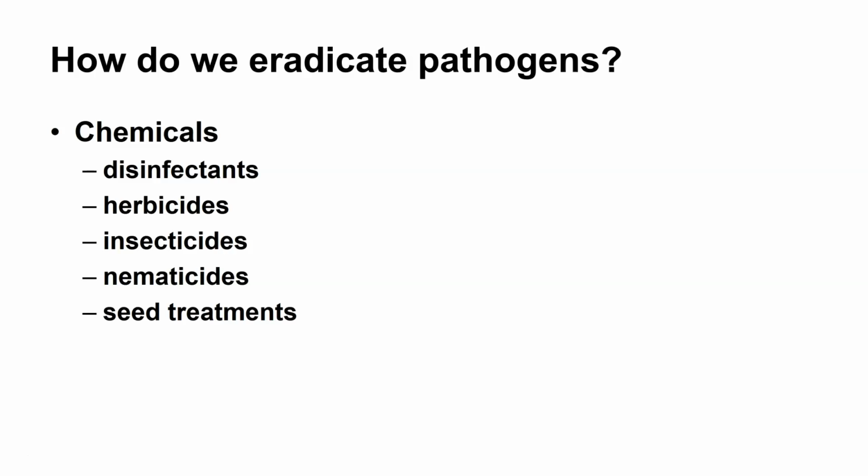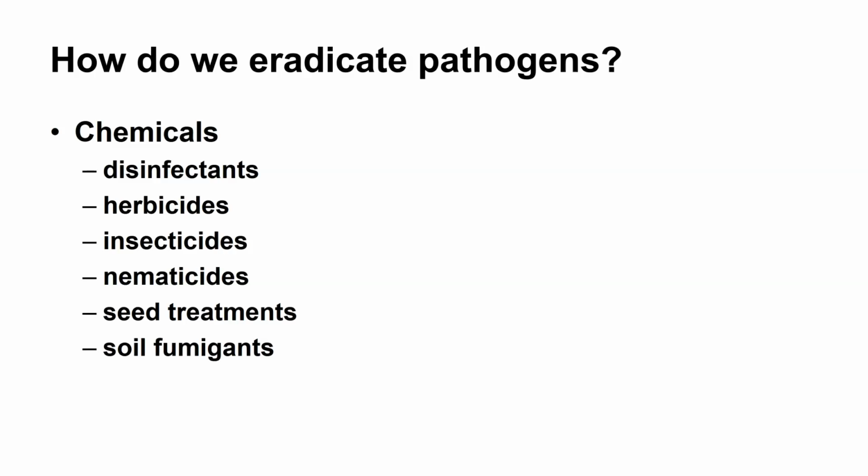We have seed treatments. We always talk about treating seeds to make sure you reduce primary inoculum. Seed treatment is one of the cheapest and most effective methods that you can use to decrease pathogen. Therefore, it really should be looked at for virtually everything.